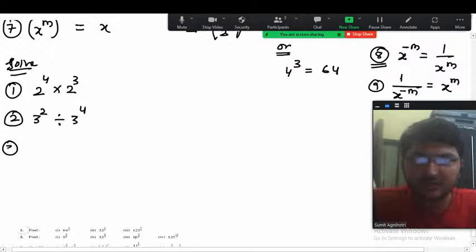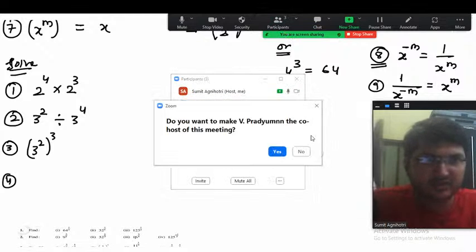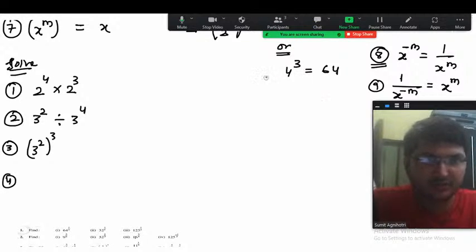Okay, solve the third one. 3 raised to the power 2 raised to the power 3. I have just given you some questions to solve. I want you to attempt them.